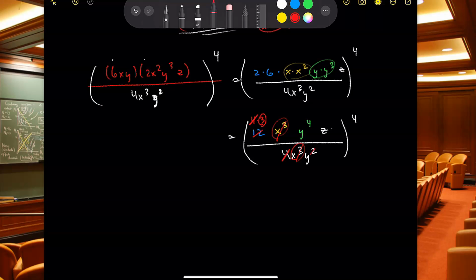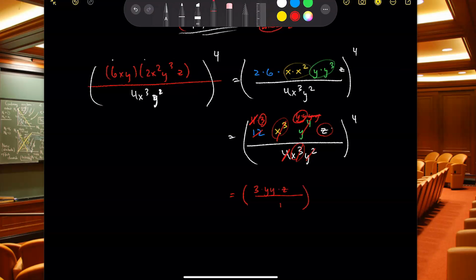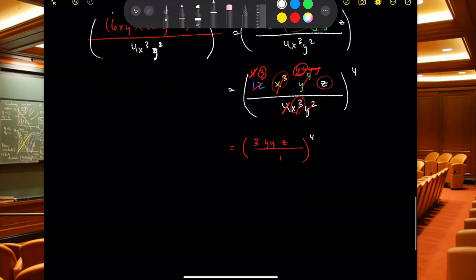I'll have 2 y's cancel with 2 of these y's up here, leaving me with 2 y's. And then the z will be left as well. So what do we get? We get 3 times, everything canceled in the bottom, so we should be left with 1. 3 times, there's no x's, there's 2 y's, and a z, all to the fourth. And just to neaten that up a little bit, 3y squared z all to the fourth.